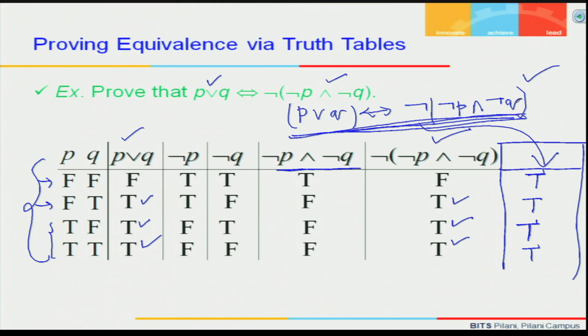which says that this compound proposition is a tautology. When we get this compound proposition as a tautology, according to what we saw in the previous slide, these two statements, that is P or Q and not P and not Q, are logically equivalent. That is how we prove logical equivalence of two compound statements using truth tables.